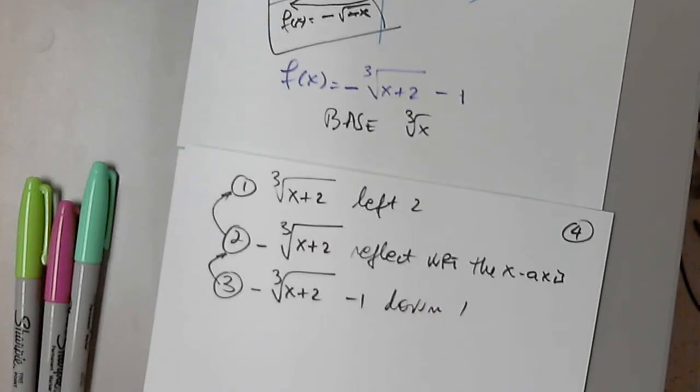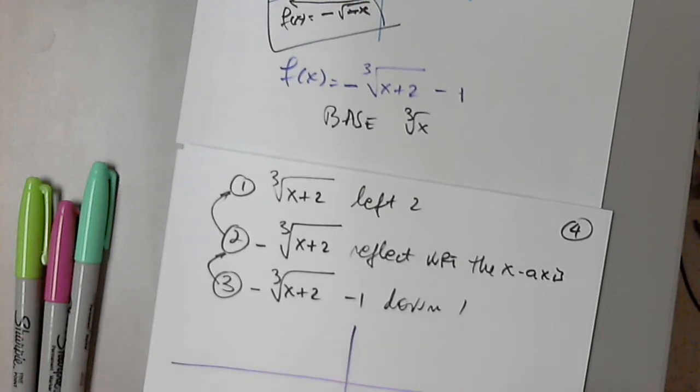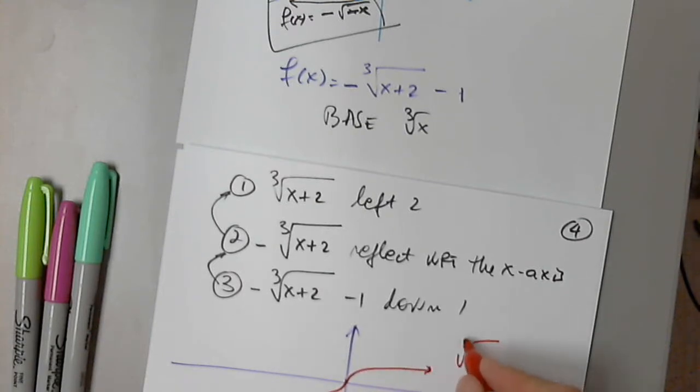So let's graph everything. Bless you. Thank you. The base function. If you remember the graph, please remember the graph. This is the graph of the cube root of x. Then you told me to shift this graph where? On the x-axis. Very good, left 2. So this is the graph of the cube root of x plus 2.